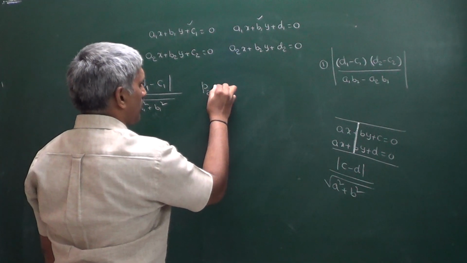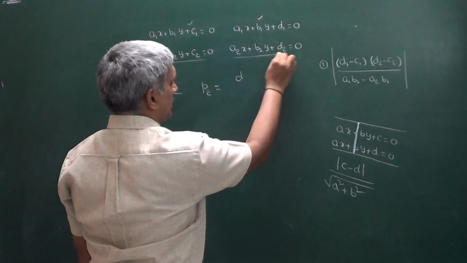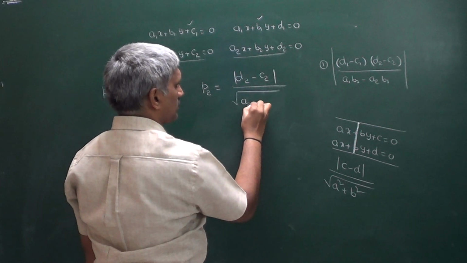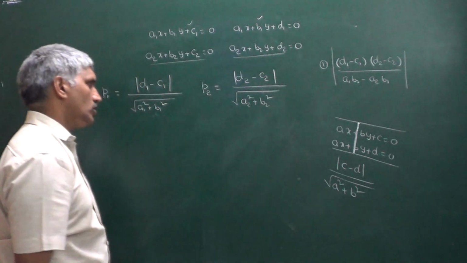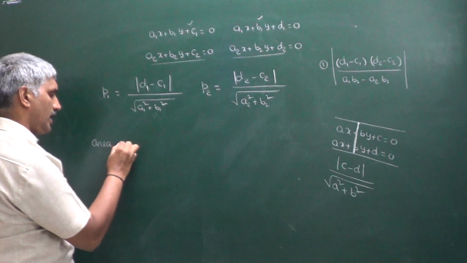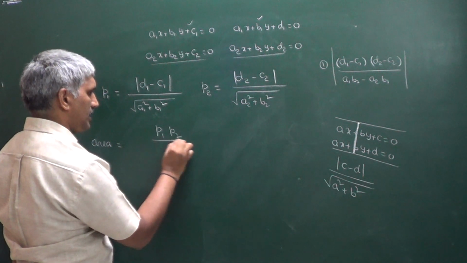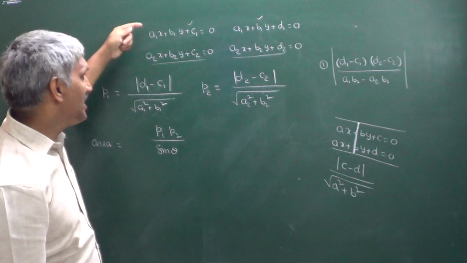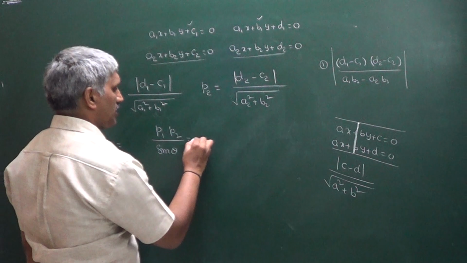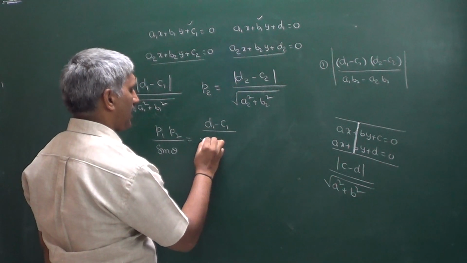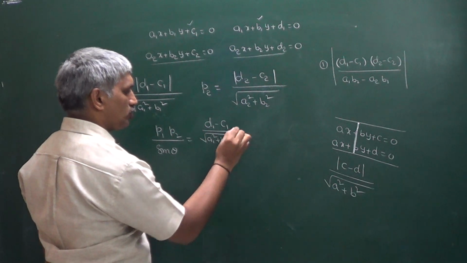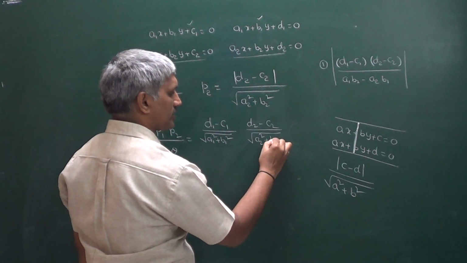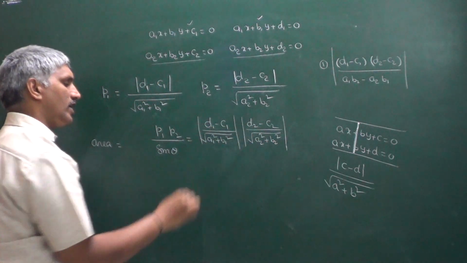Similarly, what is P2? Tell me. P2 is equal to, since these two lines are parallel, d2 minus c2 divided by the square root of a2 square plus b2 square. Right? Now area is equal to P1 P2 divided by sine theta, where theta is the angle between the two adjacent sides, the angle between these two lines. First of all, P1 is d1 minus c1 divided by root over a1 square plus b1 square in modulus, and P2 is d2 minus c2 divided by root over a2 square plus b2 square in modulus. That is the P1 value and P2 value written.